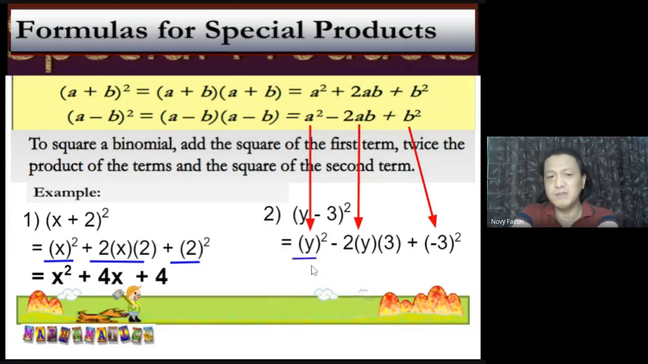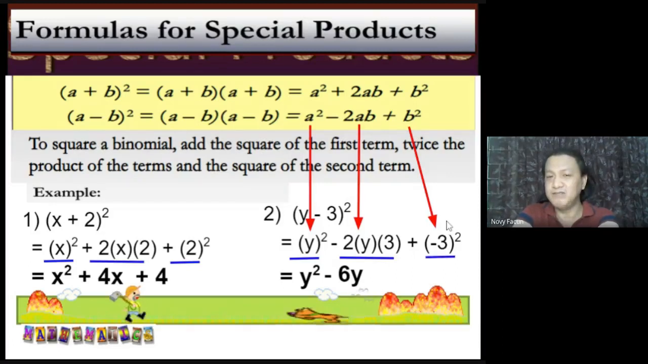And we have to simplify the first term, y squared. And yung middle term natin, negative 2 times y times 3, that will become negative 6y. Dito naman sa last term, square mo yung negative 3, that is positive 9. So the final answer is y squared minus 6y plus 9. So that is now the final answer.